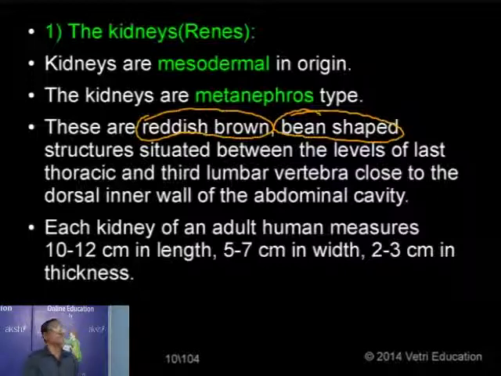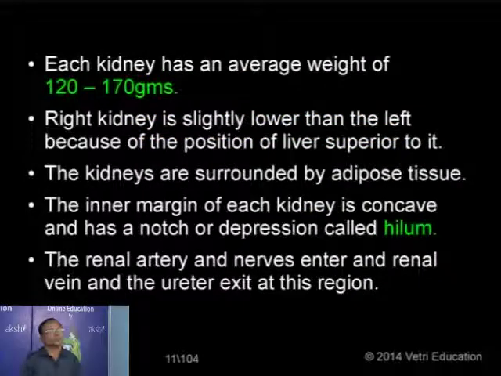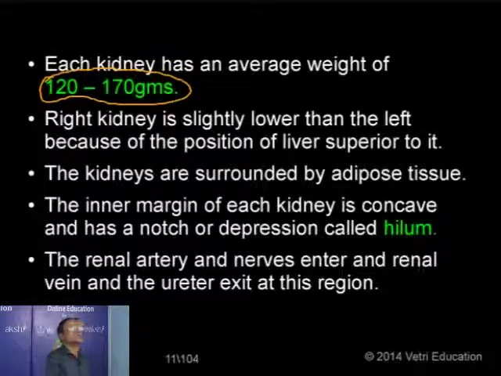the vertebral column. And they have their own measurement. The length is about 10 to 12 centimeters. The width is about 5 to 7 centimeters, and the thickness is about 2 to 3 centimeters. The weight of the adult kidney is about 120 to 170 grams. That is the total weight range. It is not uniform. Even in the case of the male, it is somewhat larger than that of the female.